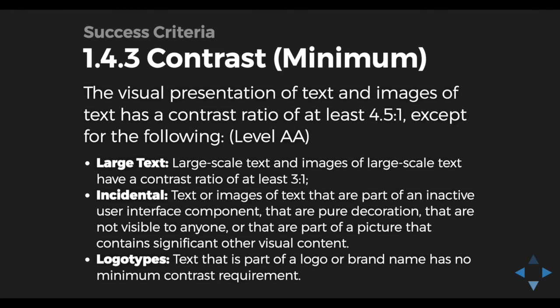Contrast minimum. I'm not a numbers person, so I literally have to read this out. I depend on tools when it comes to color contrast. So basically, as a minimum, color contrast, foreground to background. Think of it as text against the background. You must have a color contrast ratio of 4.5 to 1 to be level AA compliant.